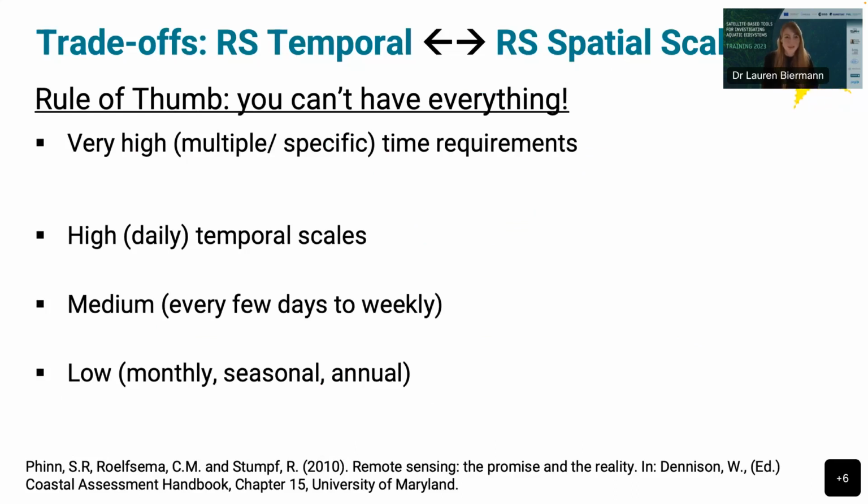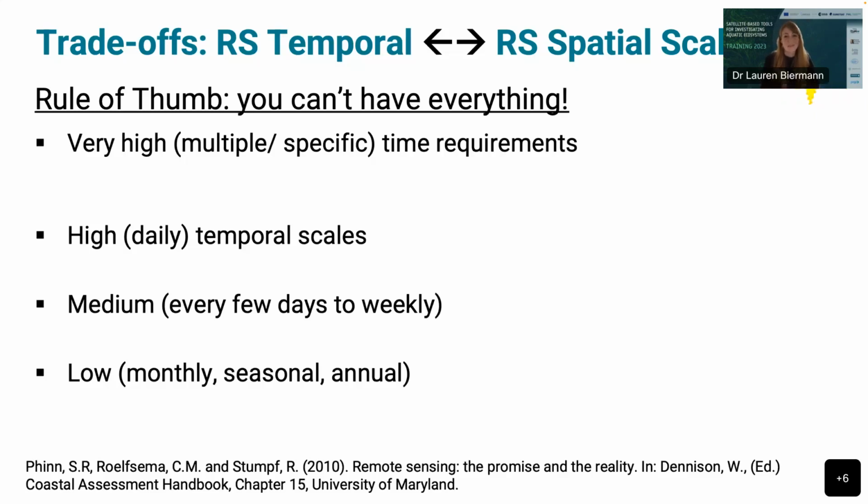And the British have a lovely term, I really like this, the rule of thumb, or in general, you can't have everything. And I think that's true for just about all types of science, but remote sensing is the same. And I've divided this up into time requirements, but you can split this the other way around.